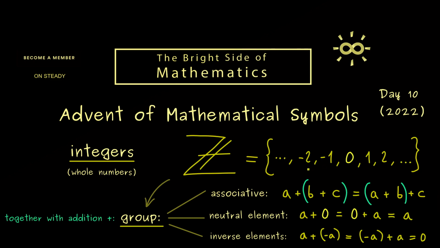And indeed, this is what we need here. All elements in a set must have an inverse element. And only then we can call the whole thing a group.